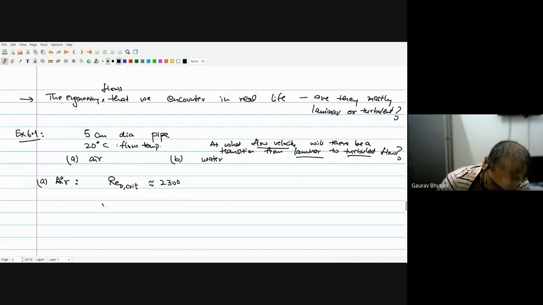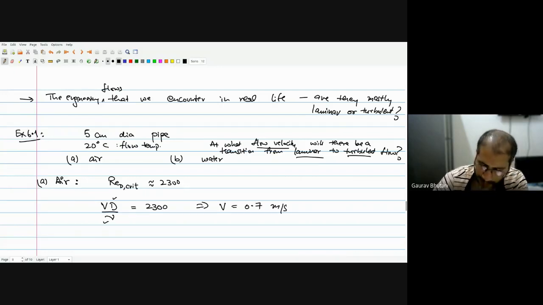So Reynolds number, as we said, is defined using the area average velocity V times the pipe diameter divided by the flow kinematic viscosity. So for this to be 2300 for air, if you find out the value of nu, d is given as 0.05 meters. So using this, what you'll find is your V will come out to be 0.7 meters per second. Okay, that's again the area average.